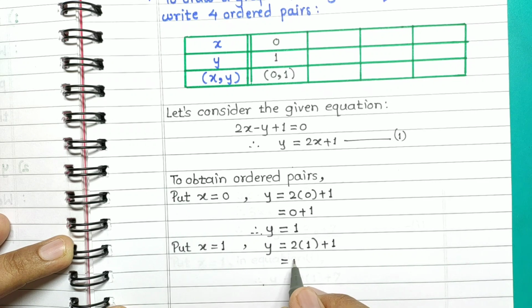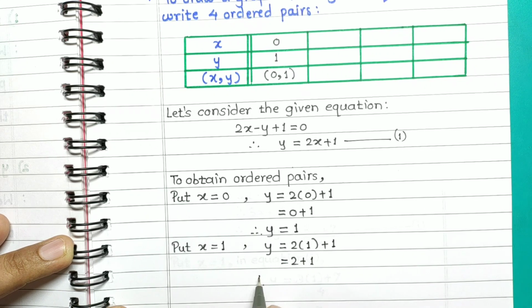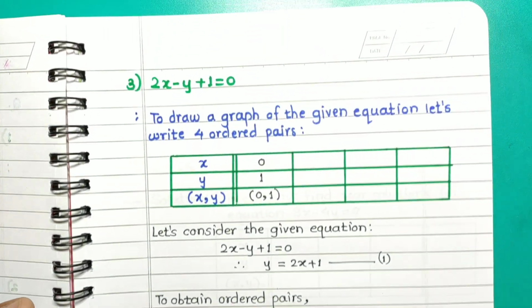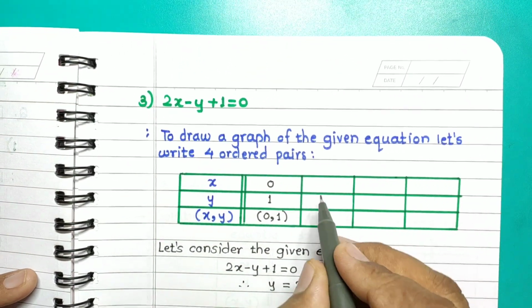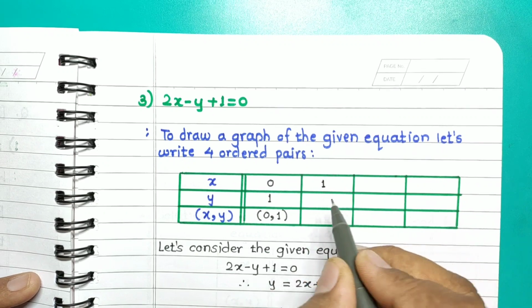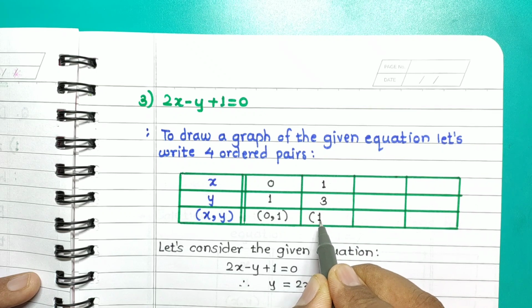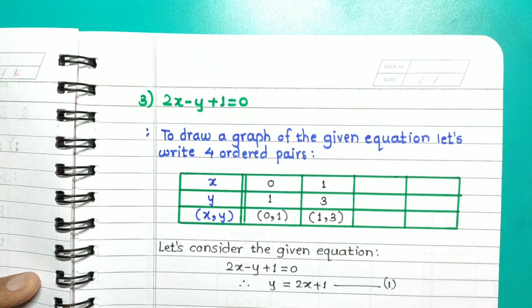So this is 2 plus 1, and therefore y is equal to 3. So the next ordered pair is, for x is equal to 1, we have y is equal to 3, and the required ordered pair is (1, 3).